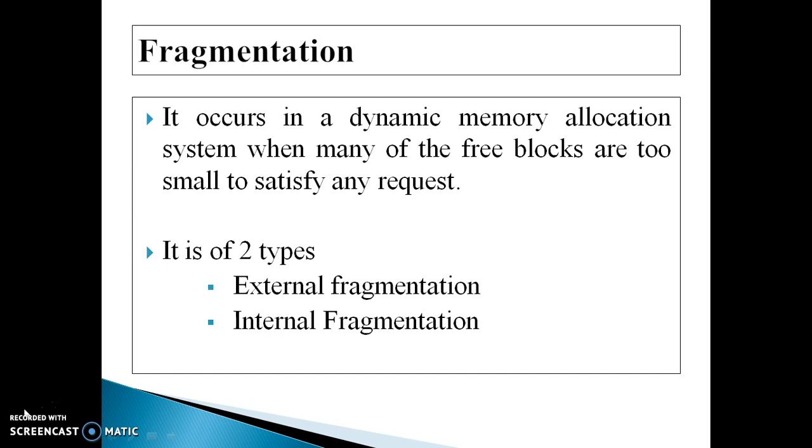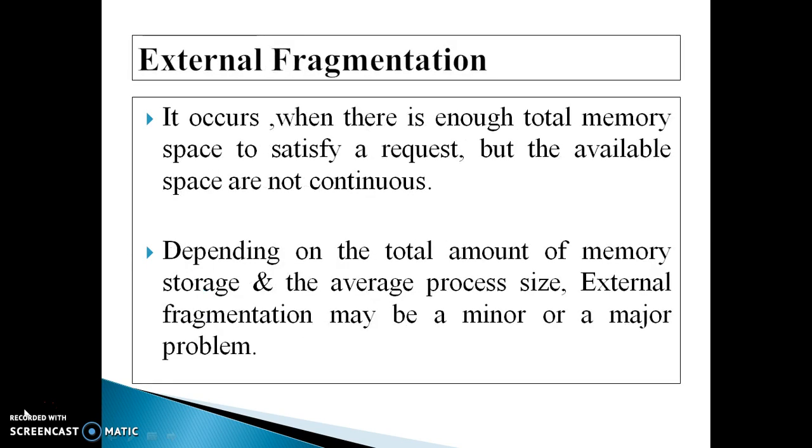Now let's discuss what exactly fragmentation is. Fragmentation occurs in a dynamic memory allocation system when many of the free blocks are too small to satisfy any request. It is of two types. Number 1, external fragmentation. Number 2, internal fragmentation. Both the first fit and best fit strategies for memory allocation suffer from external fragmentation, as we have already discussed.